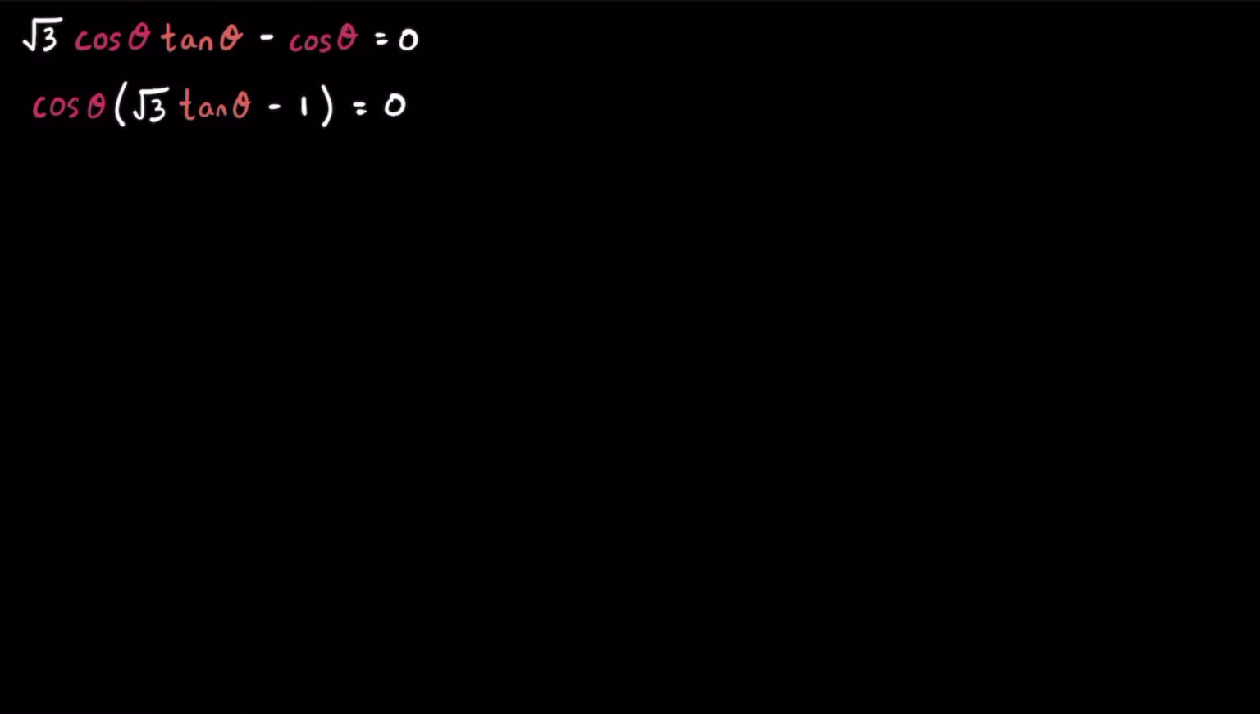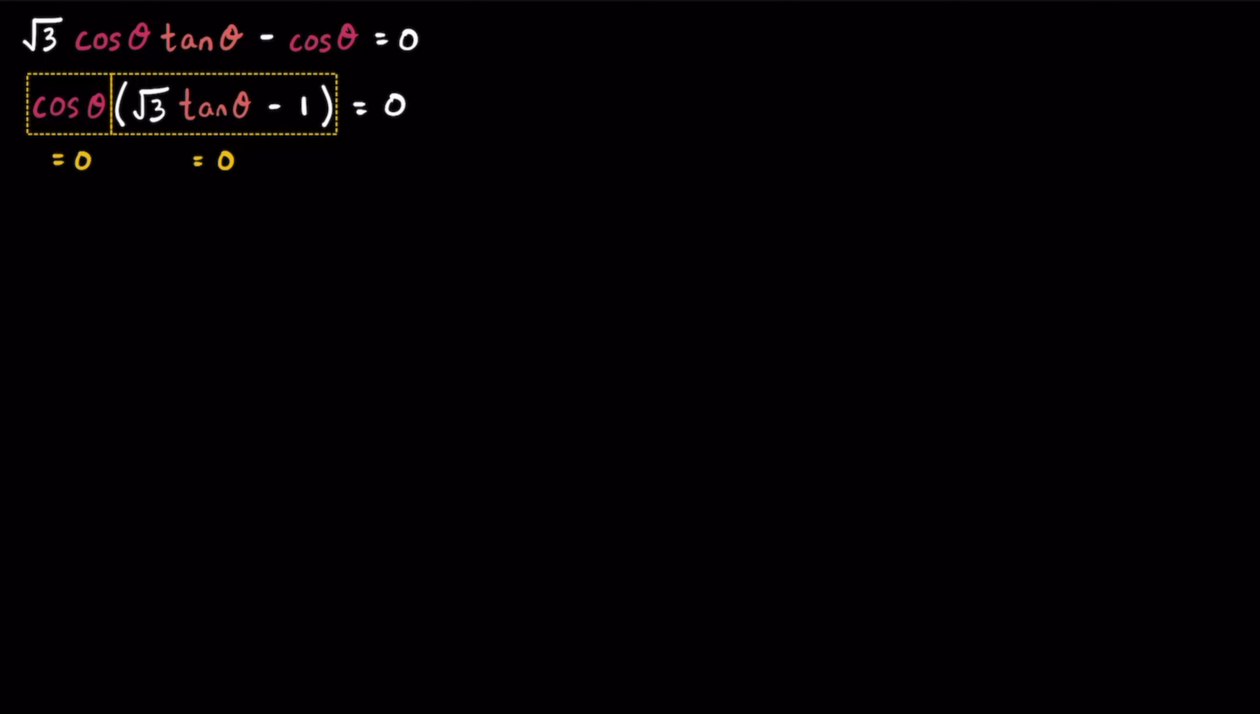In order for the left side of this equation to equal 0, because we're multiplying this cosine of theta by this root 3 times tangent of theta minus 1, as long as one of these two pieces is equal to 0, then the left side of the equation is going to equal 0 just like the right side. So let's write two separate equations here. For one equation, we're going to set cosine of theta equal to 0, and for the second equation, we'll set this root 3 times tangent of theta minus 1 also equal to 0.